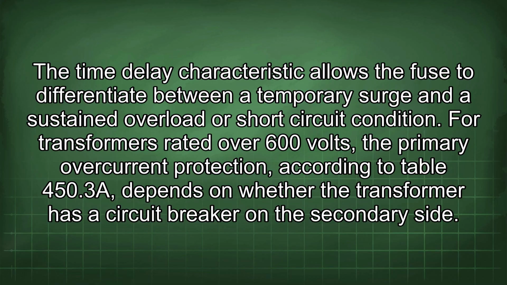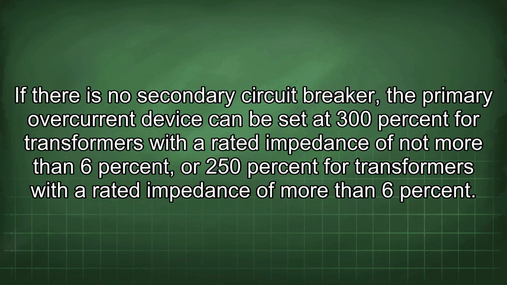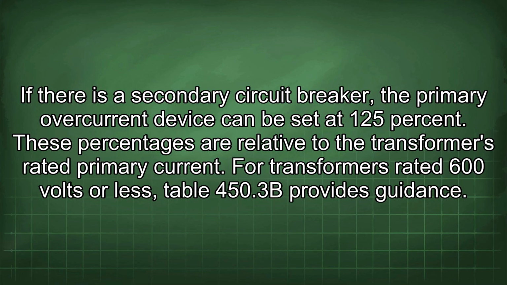For transformers rated over 600 volts, the primary overcurrent protection, according to Table 450.3(a), depends on whether the transformer has a circuit breaker on the secondary side. If there is no secondary circuit breaker, the primary overcurrent device can be set at 300% for transformers with a rated impedance of not more than 6%, or 250% for transformers with a rated impedance of more than 6%. If there is a secondary circuit breaker, the primary overcurrent device can be set at 125%. These percentages are relative to the transformer's rated primary current.